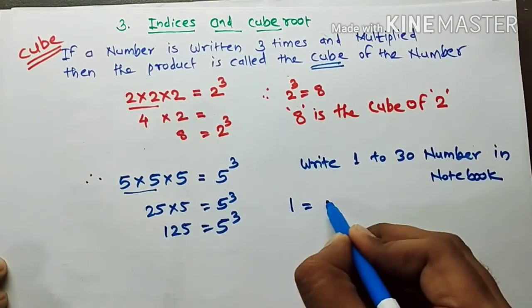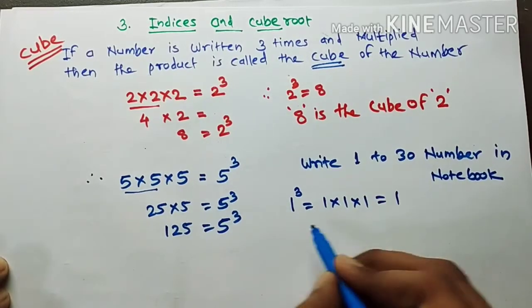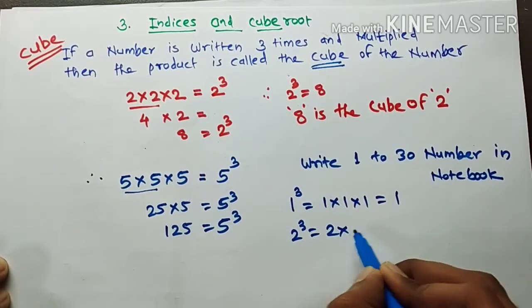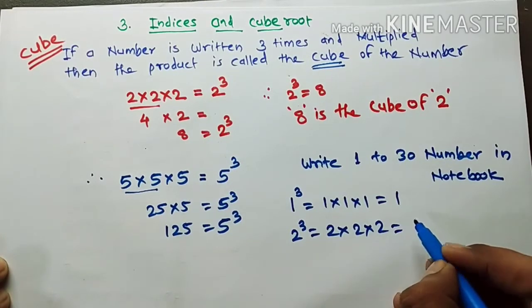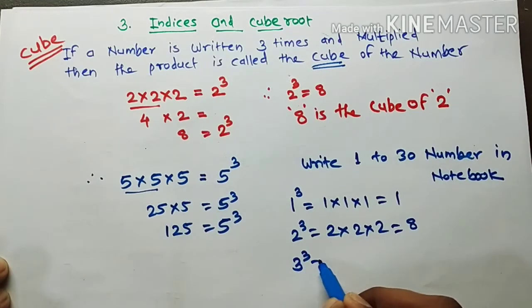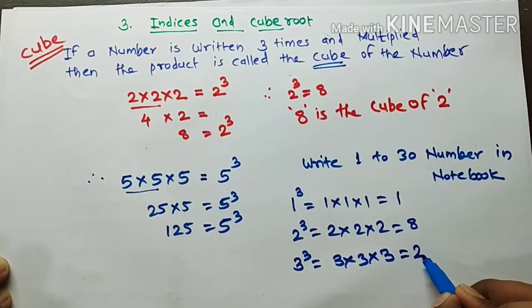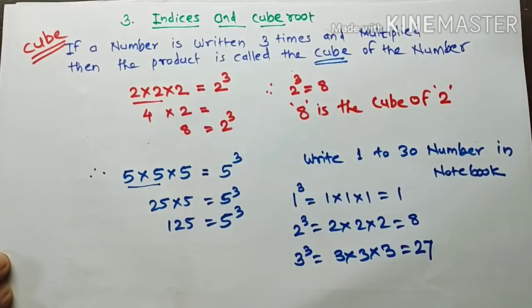Cube of 1 is 1 into 1 into 1, equal to 1. Cube of 2, 2 into 2 into 2, is equal to 8. 3 cube, 3 into 3 into 3, what is it? 27. Like this. After 30 numbers you have to write and recite it, and it will be useful to you in various examples afterward.